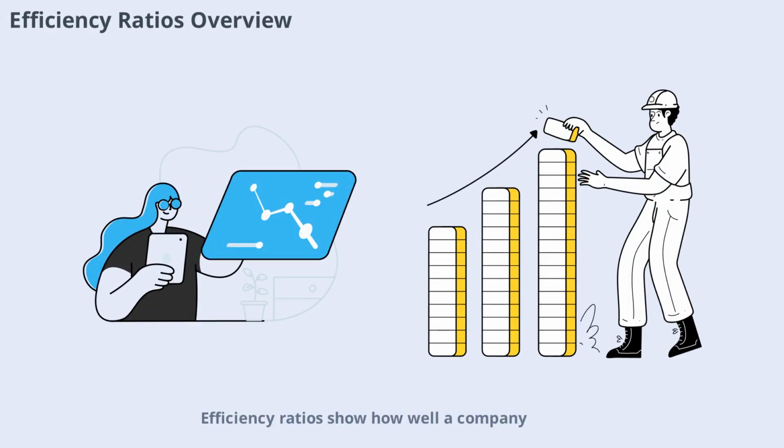Efficiency ratios show how well a company uses its assets and manages its operations. Common efficiency ratios include inventory turnover, accounts receivable turnover, and asset turnover. These ratios help us see how quickly a company turns resources into sales or cash. High efficiency ratios usually indicate effective management. Let's start by looking at inventory turnover and what it reveals about a company's operation.